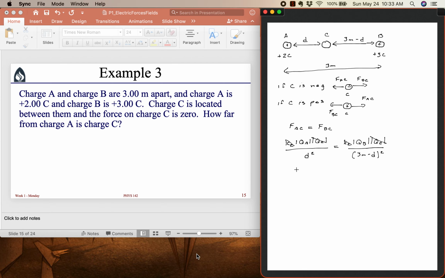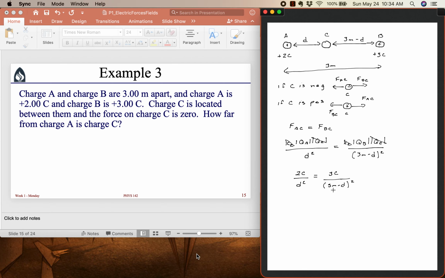So this equation then simplifies to the amount of charge on A. Well, let's see. The amount of charge on A is 2 coulombs divided by d squared. That's going to be equal to the amount of charge on B, which is positive 3 coulombs, divided by 3 meters minus d, and then that gets squared. So I just need to solve this equation for d, and then I will know what the distance is of C from A.